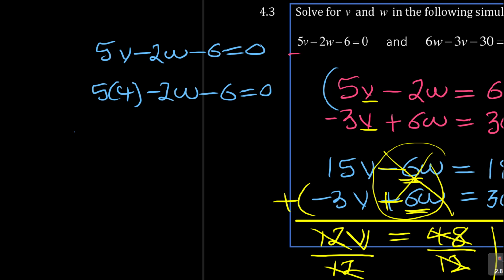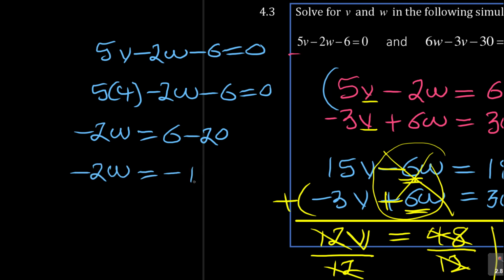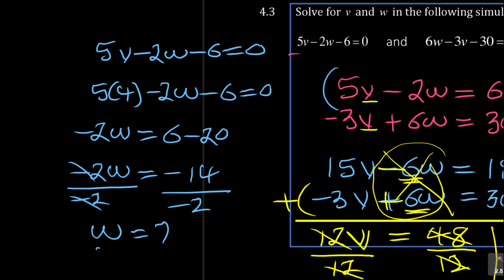Take everything that side. Minus 2w is equal to 6, becomes positive 6. This is 5 times 4, which is positive 20. Going that side is negative 20. Minus 2w is equal to, this becomes minus 14. Divide by negative 2. Divide by negative 2. When you cancel out, w is equal to 7. See this? There it is.